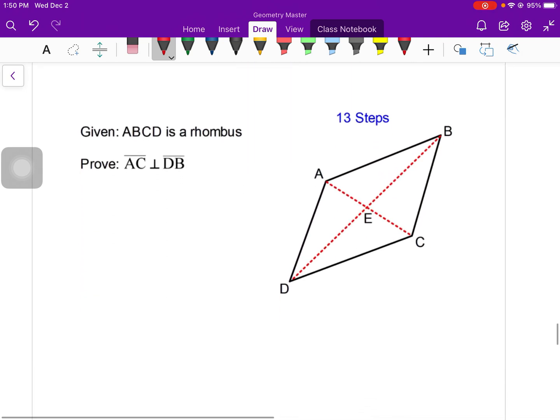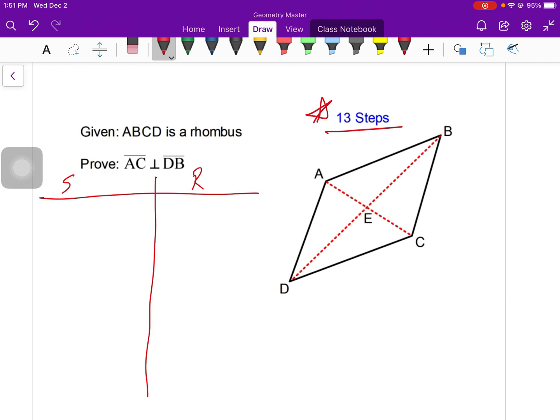And now we've got the mother of all proofs. 13 steps. It's a lot. Very much is a lot. But most of these steps are very, very basic. And by basic, I mean there's going to be like add, subtract, reflexive, things like that. Things that are pretty simple to do. So the first thing we have to do in this proof is write what we're given. ABCD is a rhombus.